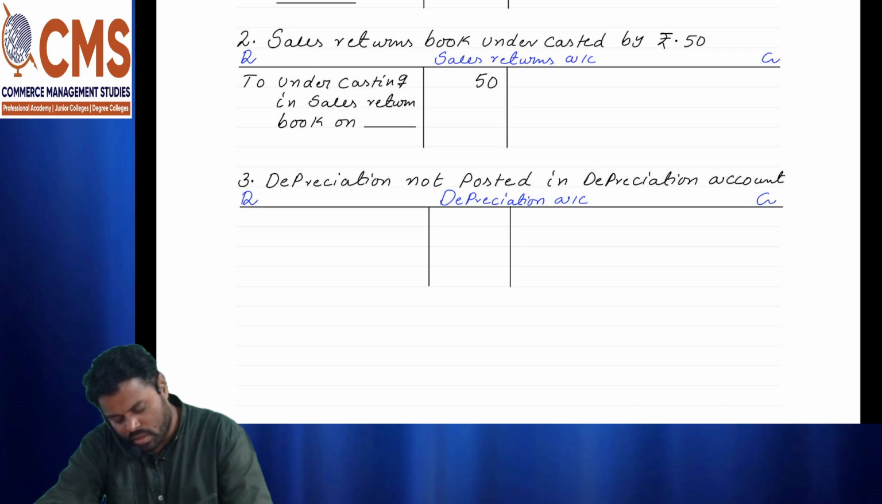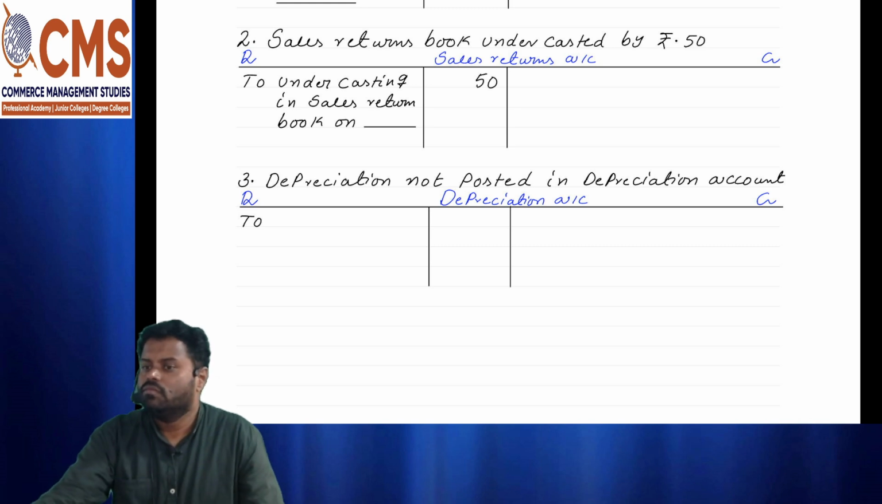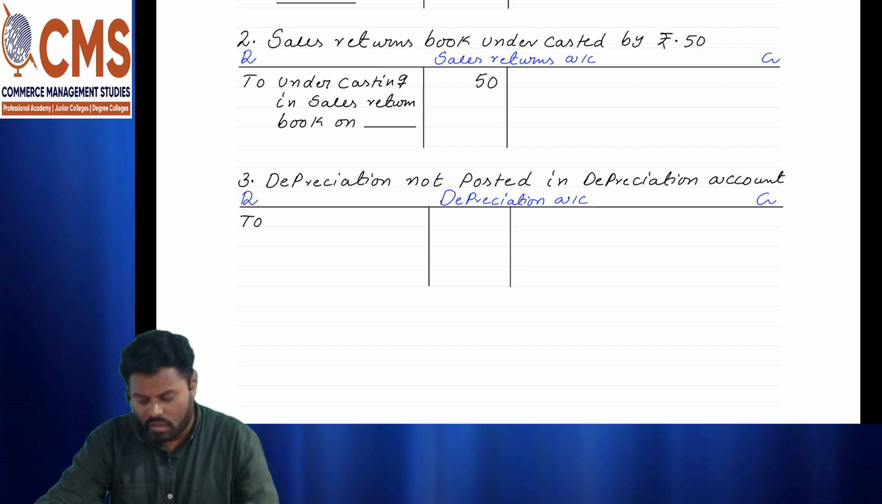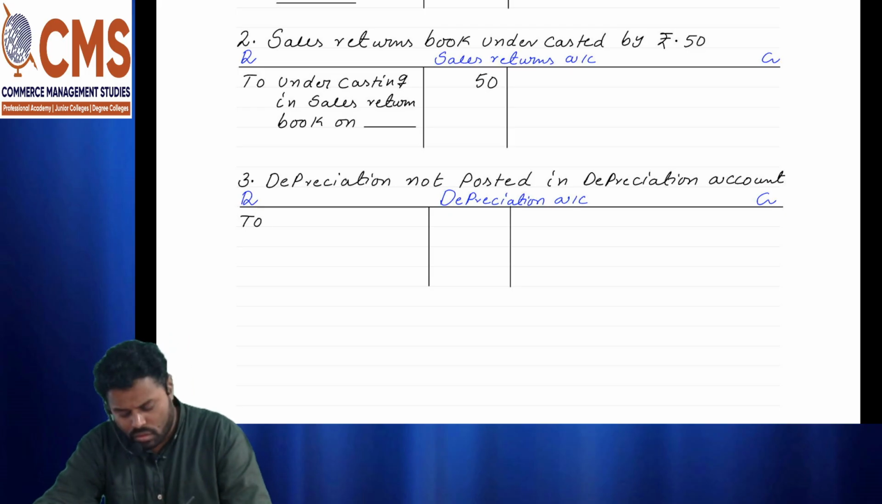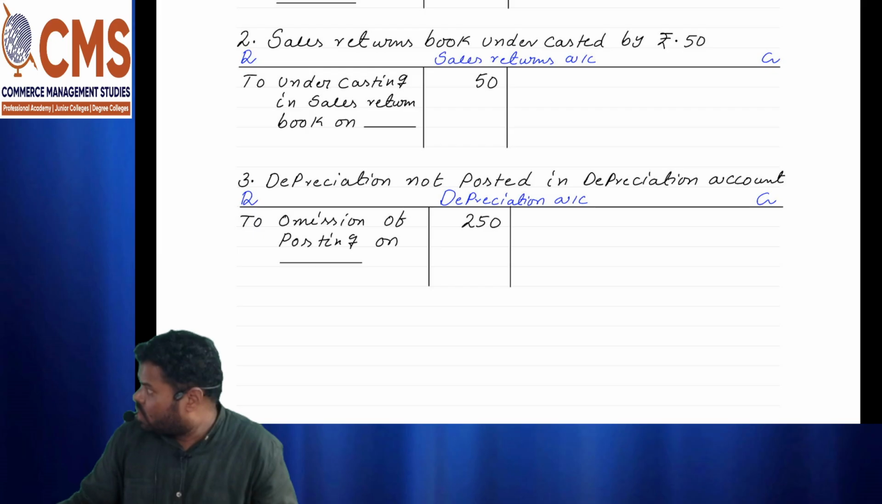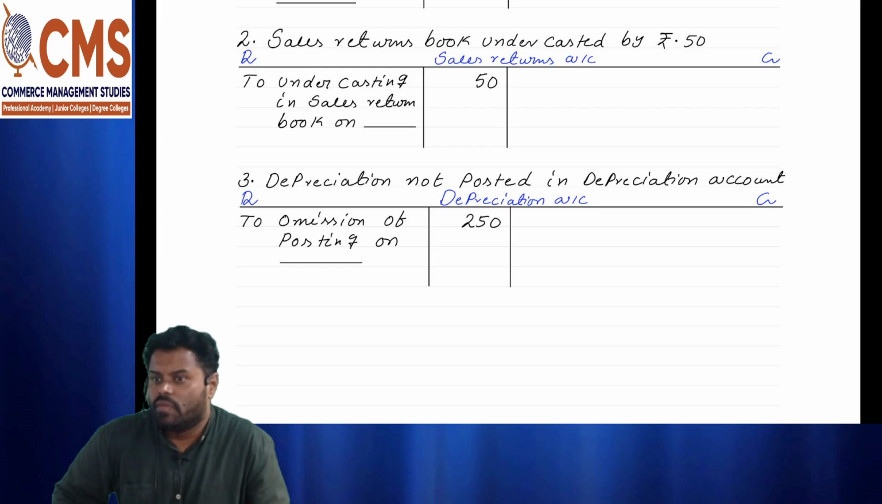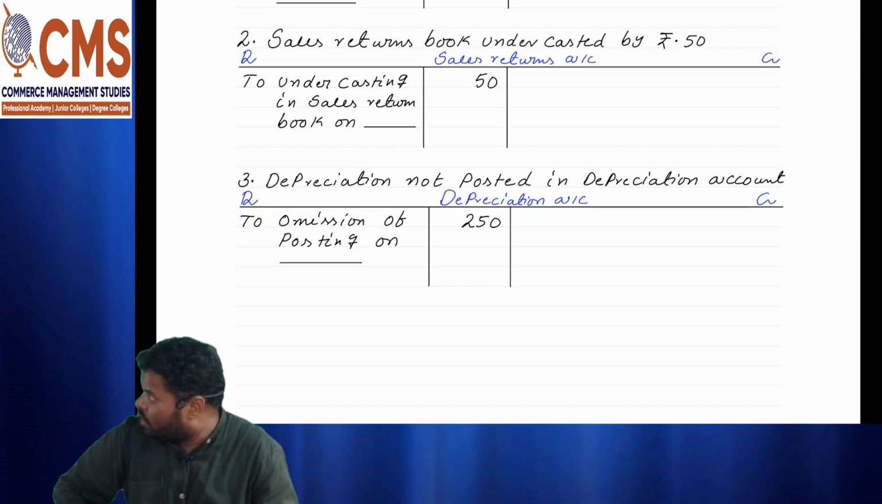Depreciation account on the debit side. What is the statement? What is the error there? Error of omission. We forgot to write that in depreciation account. Omission of posting on the date there. Value of 250. This approach will save a lot of time for you. Best thing, right? We are showing very clearly which side of account, where we are writing, and what is the statement that we are writing.